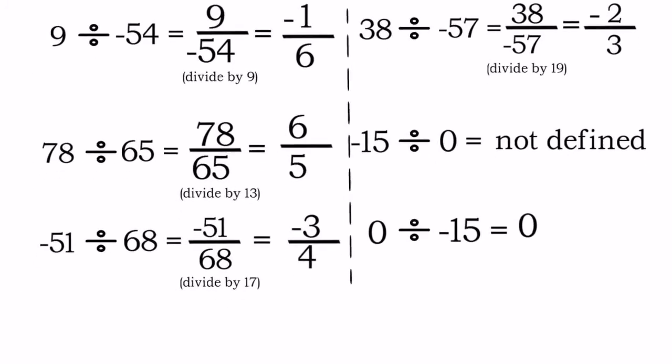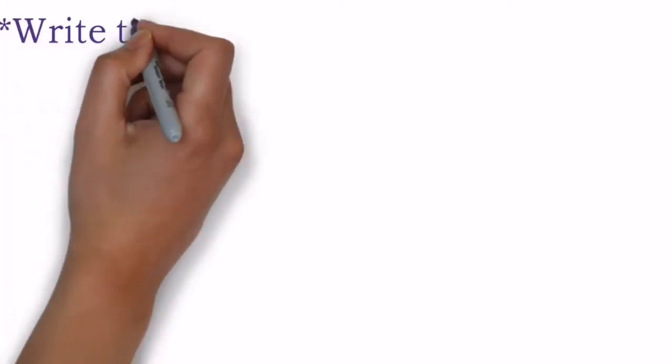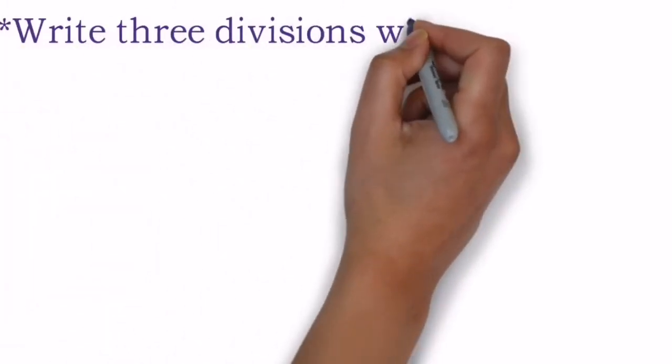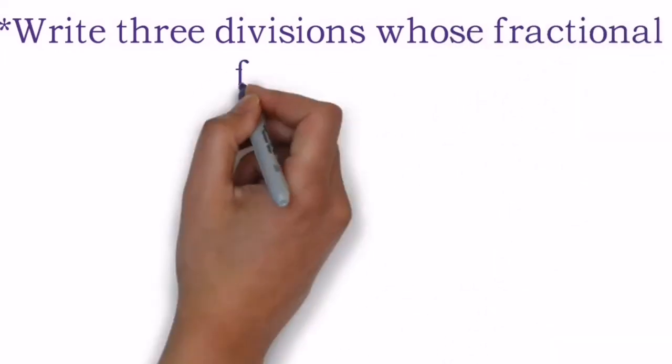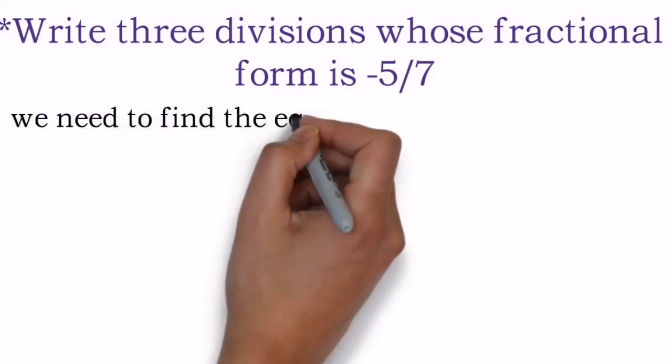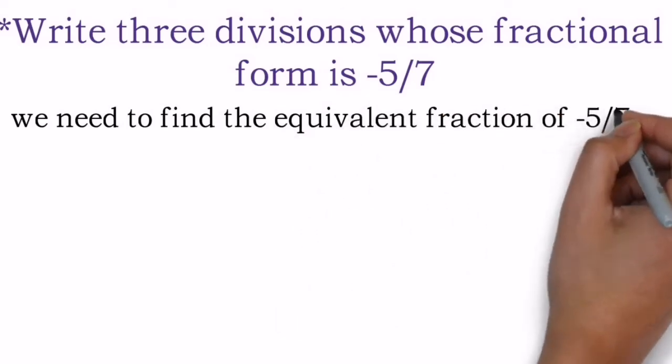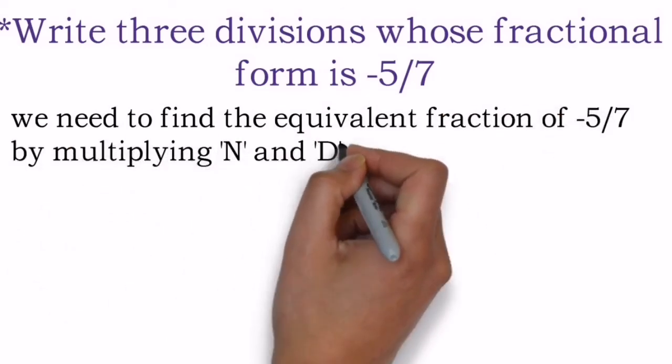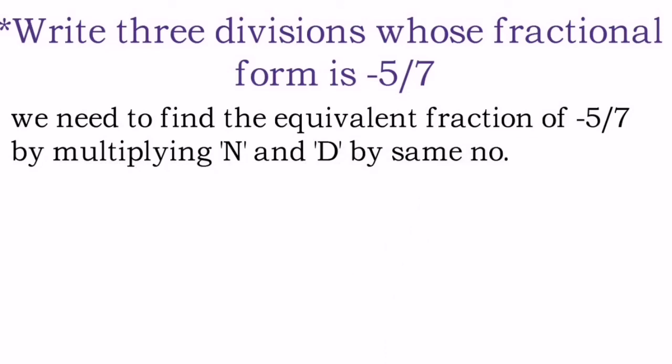And now it is time to move on and do one more special sum from your textbook. The question says we have to write three divisions whose fractional form will be minus 5 upon 7. Okay, so do you remember the concept of equivalent fractions, boys and girls? If you write 3 equivalent fractions of minus 5 upon 7, then ultimately you will find 3 divisions whose fractional form will be minus 5 upon 7, and the equivalent fractions should be found by multiplying the same number in the numerator and the denominator.